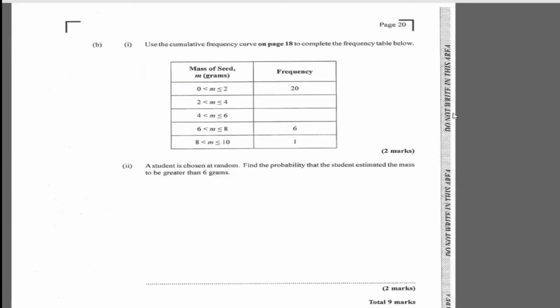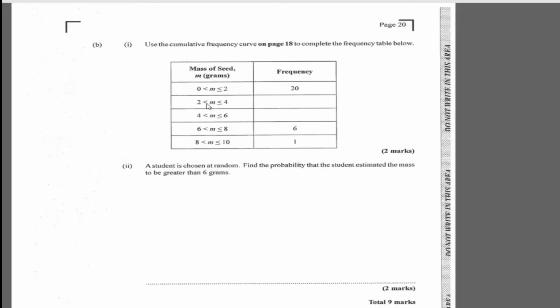And now let's go ahead and do this. It says, using the cumulative frequency on the previous page, we need to complete this table. M is the mass, so it said that 20 people is between 0 and 2. Use the curve. We know that the total frequency was 100. So let's use the curve to complete this portion of the table.